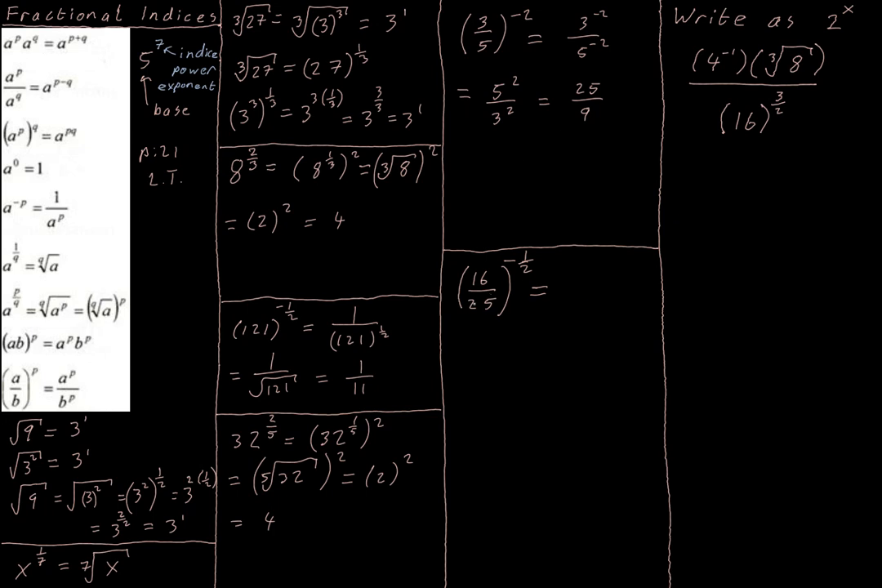Now I have 16 over 25 to the power of negative 1/2. So we're building a little bit on what we did here. So this ends up being 16 to the power of minus 1/2 over 25 to the power of minus 1/2.